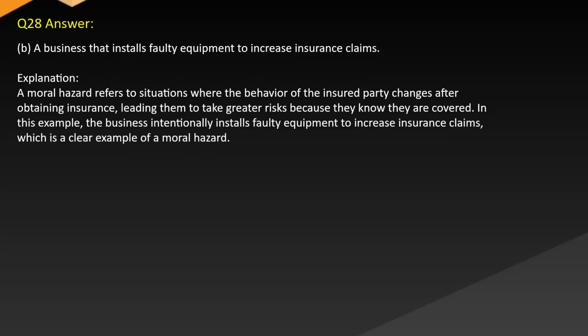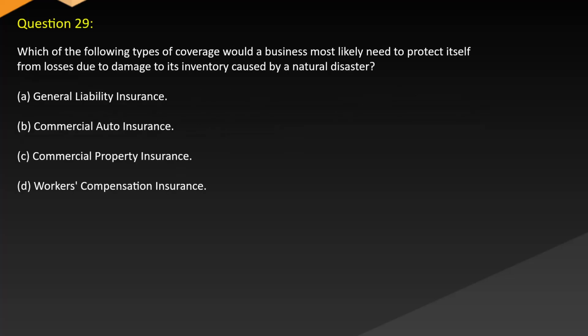Answer: B. A business that installs faulty equipment to increase insurance claims. Explanation: A moral hazard refers to situations where the behavior of the insured party changes after obtaining insurance, leading them to take greater risks because they know they are covered. In this example, the business intentionally installs faulty equipment to increase insurance claims, which is a clear example of a moral hazard.